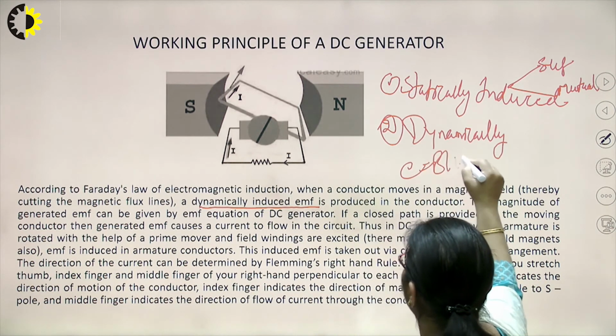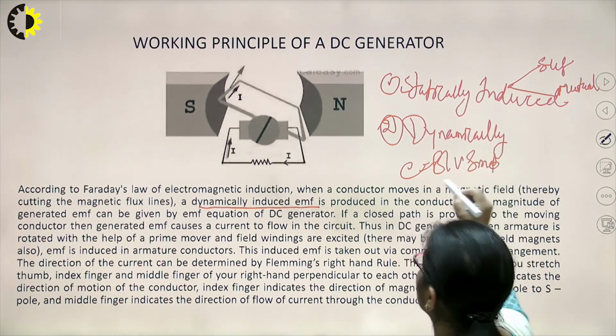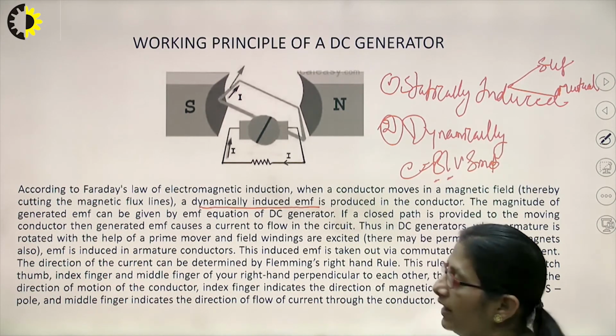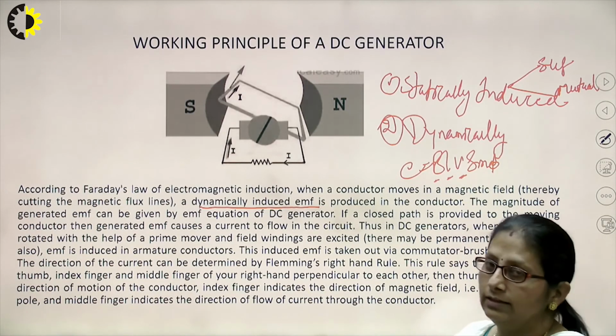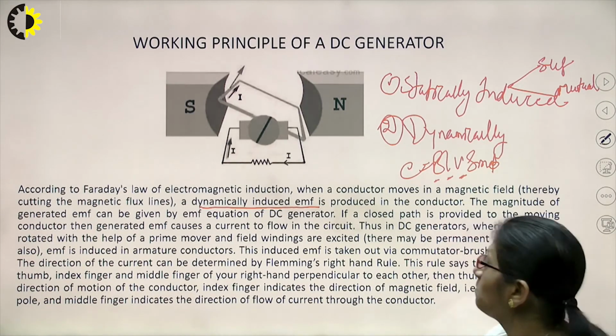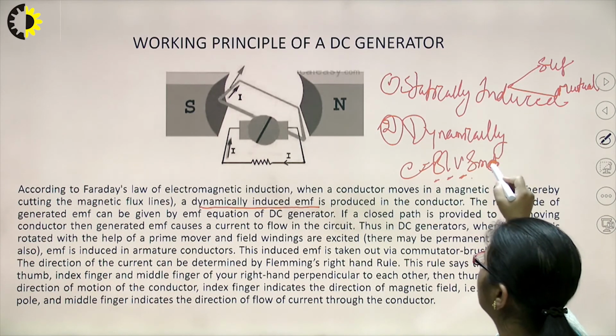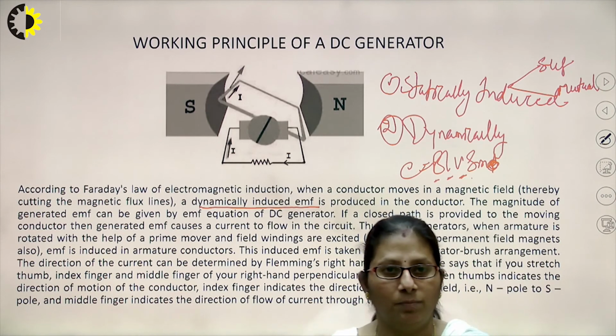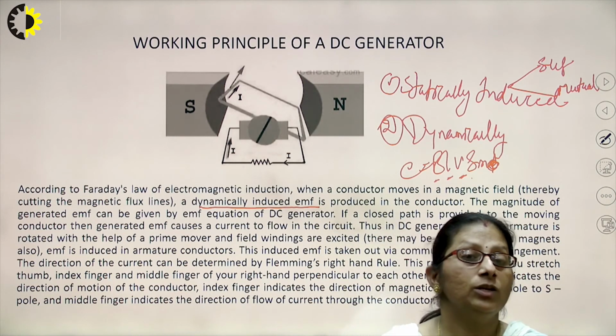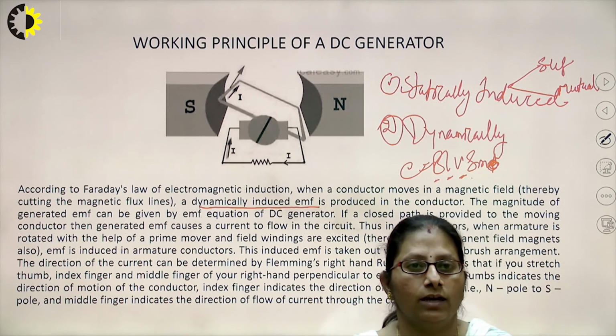That is BLV sin theta: magnetic flux density, the active length of the conductor, the velocity at which the conductor is moving, and sin theta, the angle it makes with respect to the conductor plane. So that will be the induced EMF, but the nature is alternating.